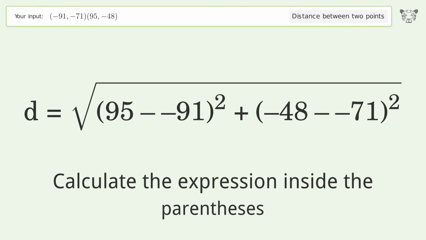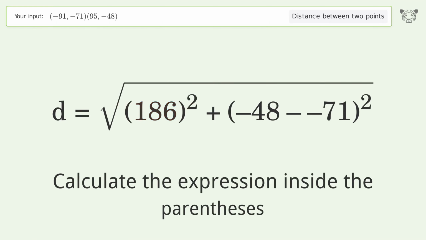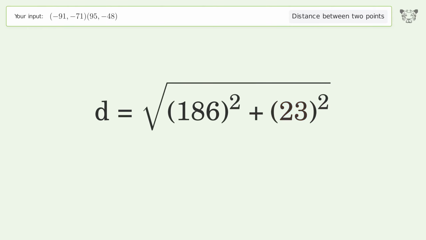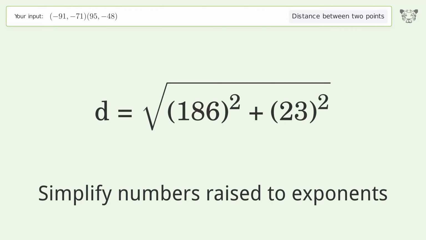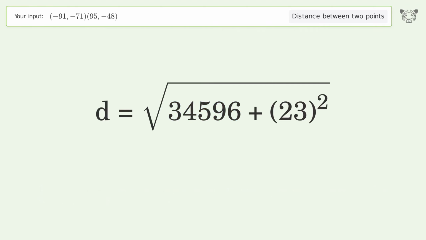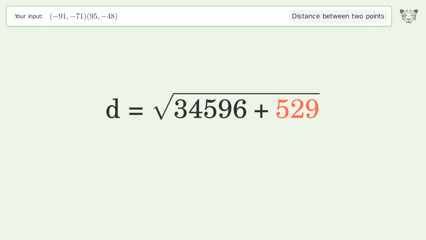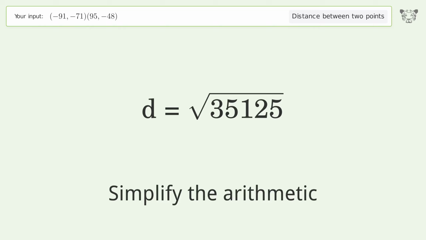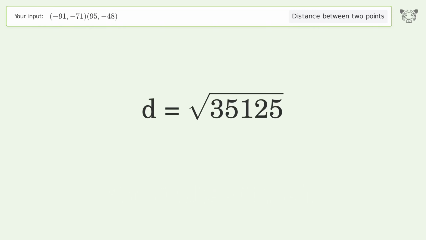Calculate the expression inside the parentheses. Simplify numbers raised to exponents. Simplify the arithmetic. And so the distance between the 2 points is the square root of 35,125, or 187.417.